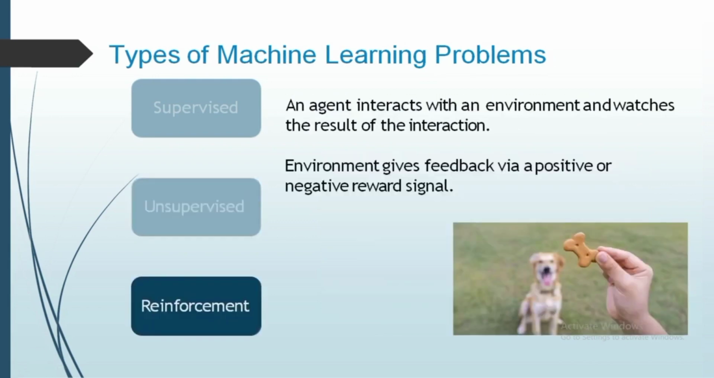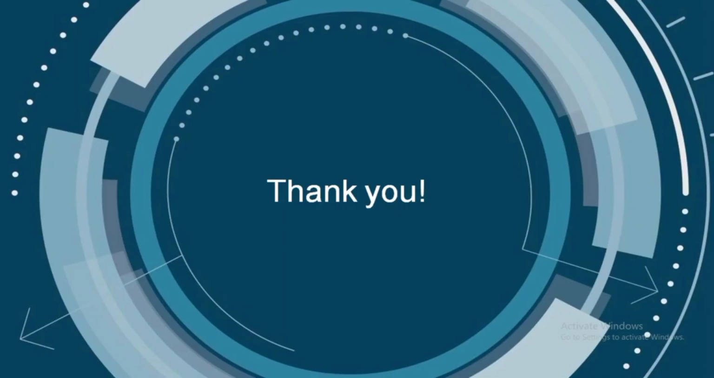The next thing is reinforcement learning. In reinforcement learning, an agent will interact with the environment and watch the result of the interaction. Based on the feedback, it will be a positive or a negative reward signal. So this is the type of reinforcement learning.